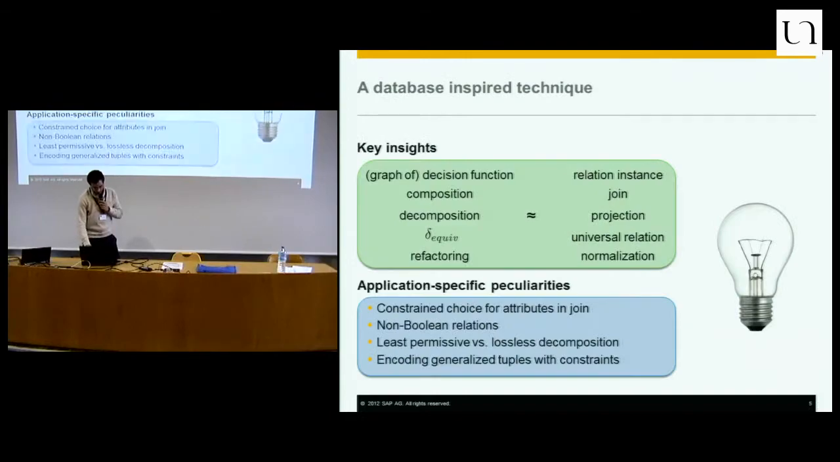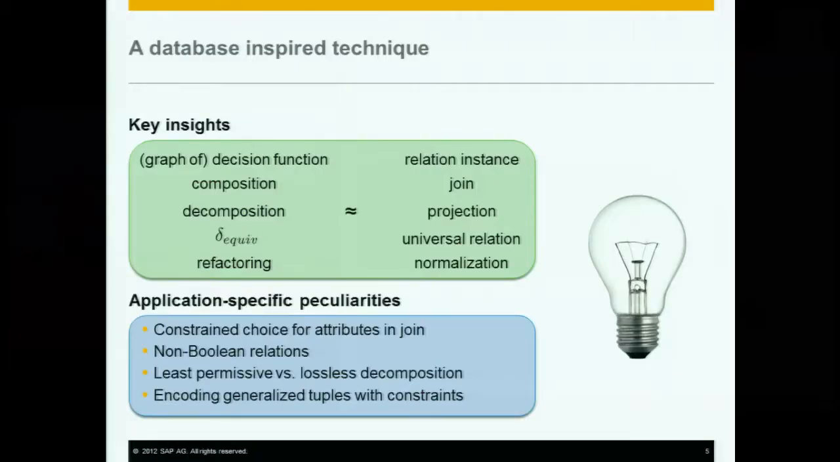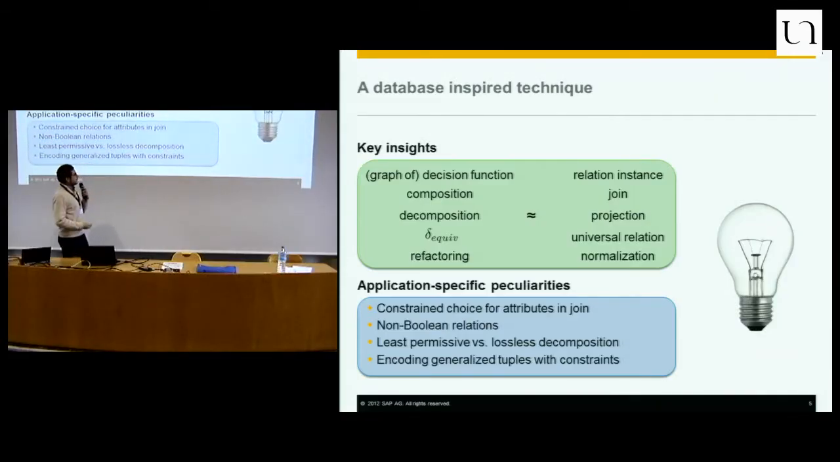And actually, the technique we thought about using when we looked at this problem is inspired from database theory, dependency theory, in particular multi-value dependencies, and you will see why shortly. But the idea is roughly this one. This graph of decision function, you can think about it as a relation instance, and composition is kind of join, decomposition is kind of projection, and the idea of performing the refactoring is to do with normalization in databases.